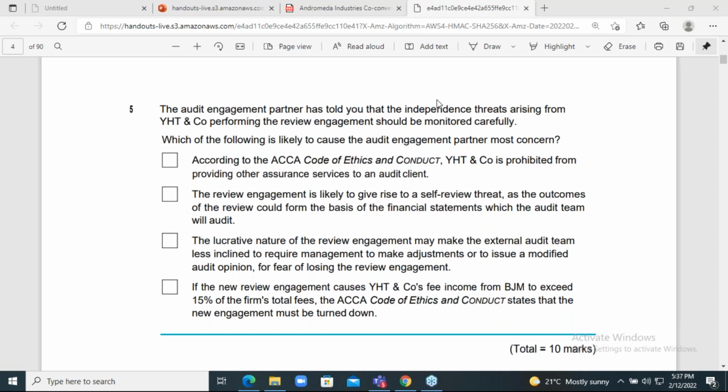So my question is the same. Kindly read the question. The audit engagement partner has told you about the independence threats arising from this. Which of the following is likely to give rise to them? Kindly read the question and find the two options that are wrong.